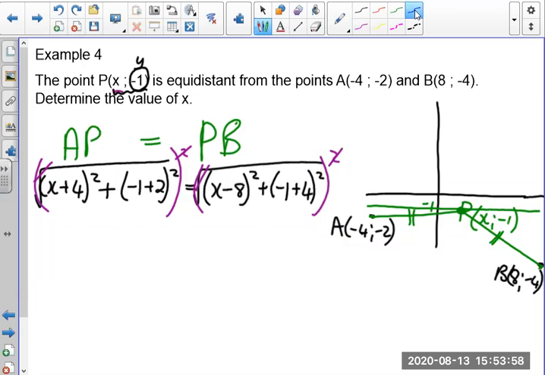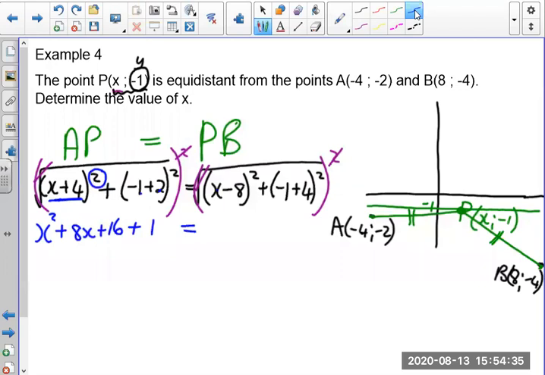Now, please don't tell me that the square of x plus 4 is x squared plus 16, because it's not. A 2-term squared gives you a 3-term. You must write the bracket twice and FOIL. You remember that? So it will give you x squared plus 8x plus 16, plus minus 1 plus 2 is 1. 1 squared is 1.